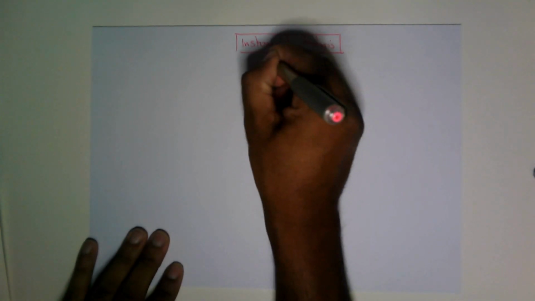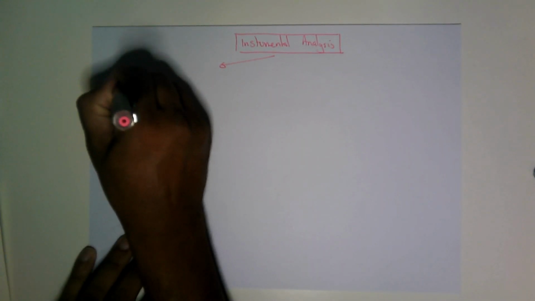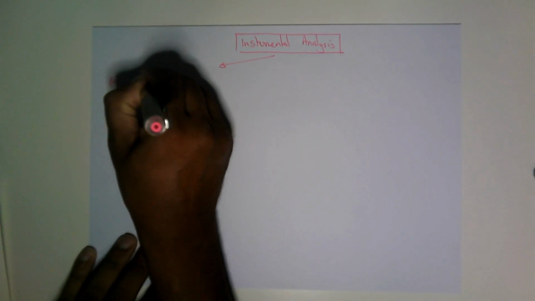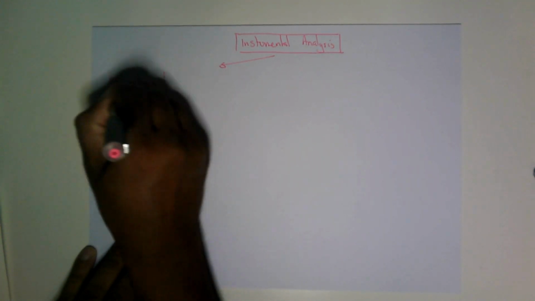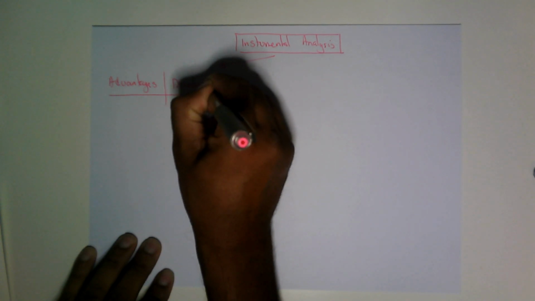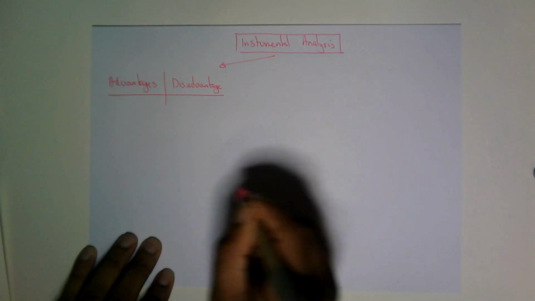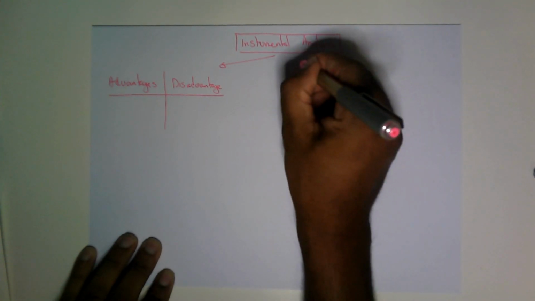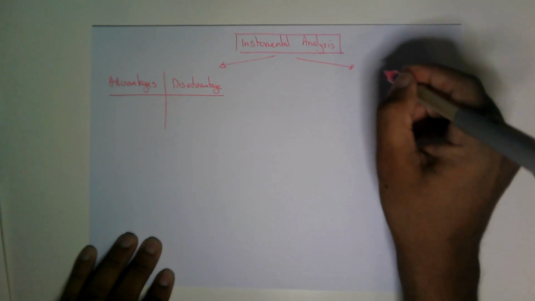Right, the last part of this chemical analysis section is looking at instrumental analysis. Now, this is quite a short section. The main thing you want to look at, there's two parts to this: one is looking at the advantages and disadvantages of the technique, and then the second part is looking at flame emission.